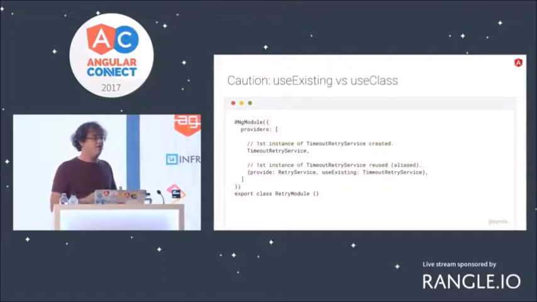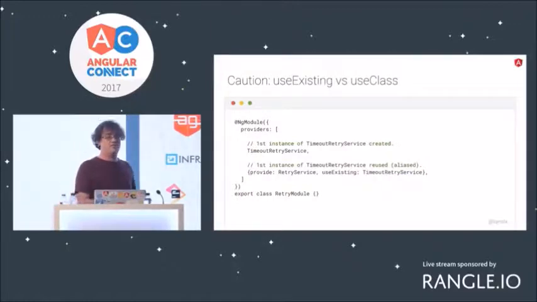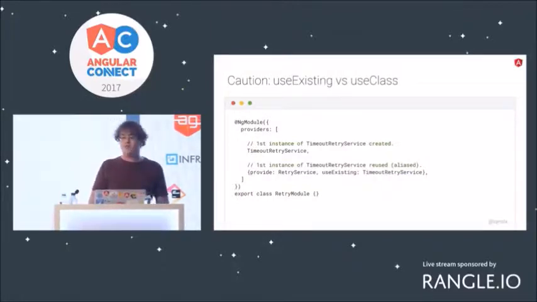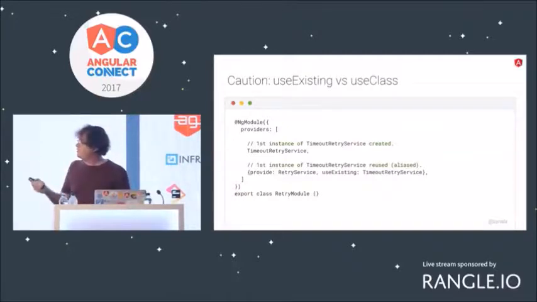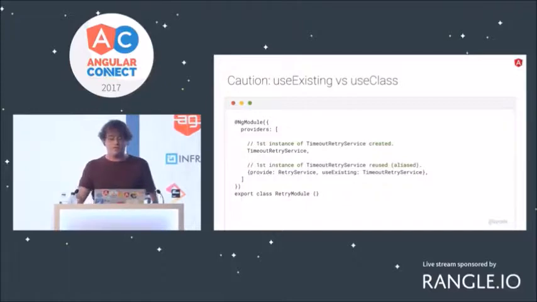And use existing does not have this problem because it's an alias. We're telling DI not to create something new, but to go look at the existing token and use the same value for the new one. And so we have only one instance of the service here that you can inject using either token. And that's a lot safer to do.